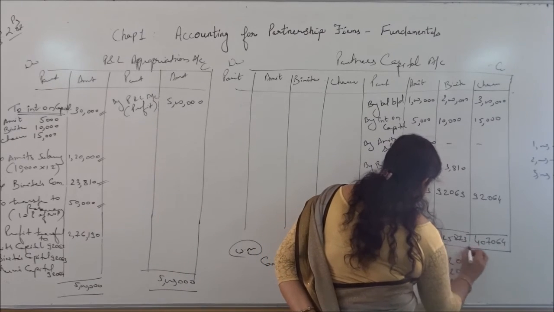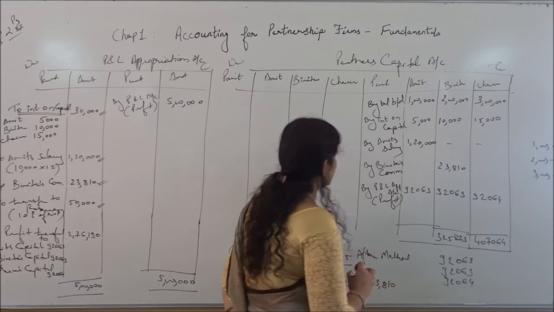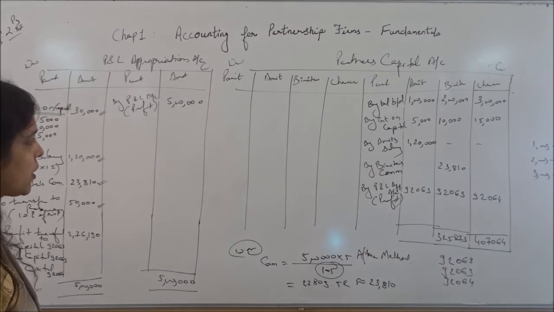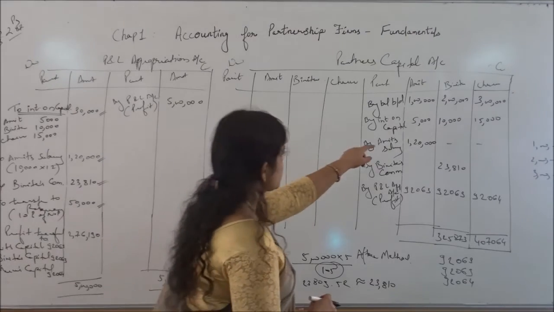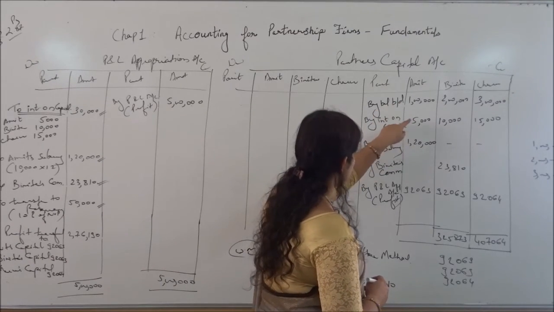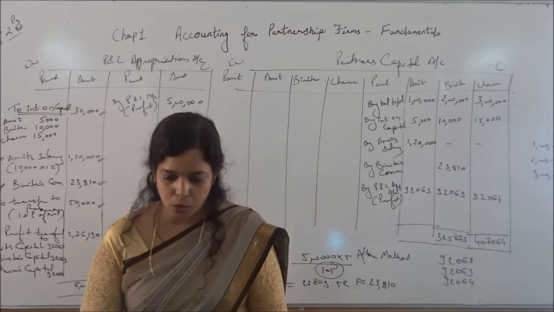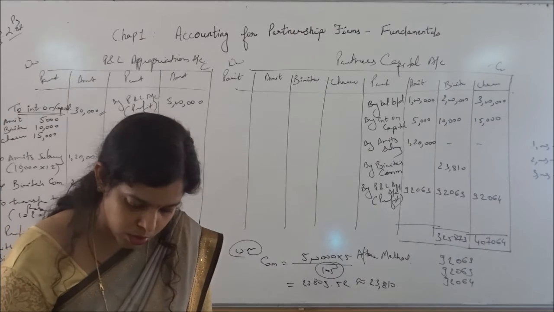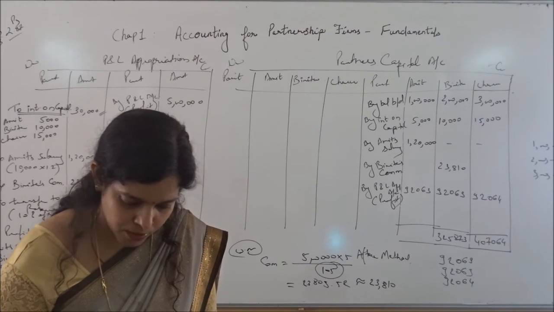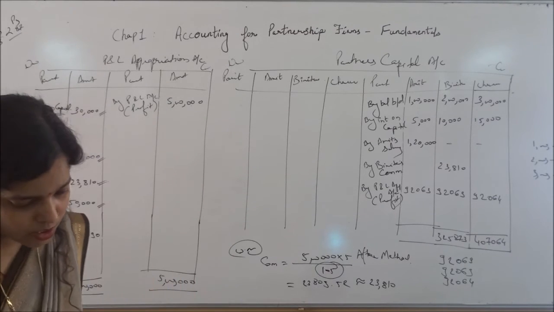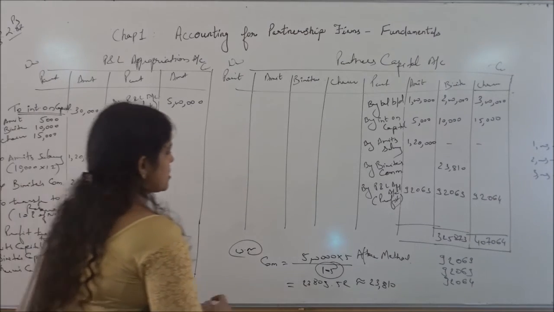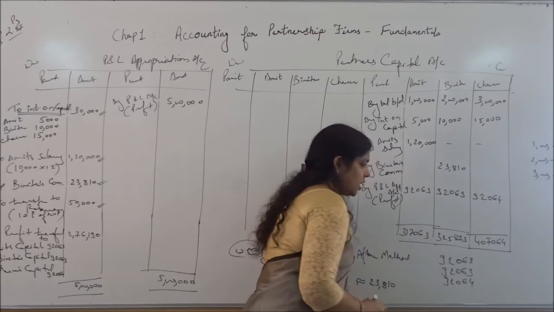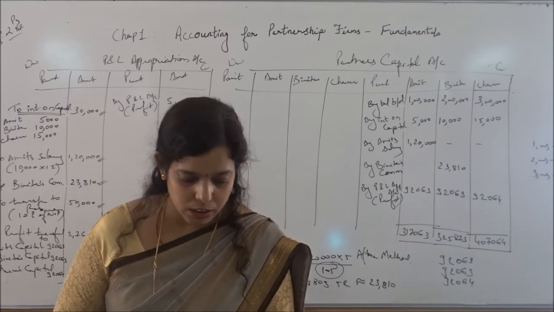325,873. Similarly, do the total of Amit: 1 lakh plus 5,000 plus 1 lakh 20,000, that is 2 lakh 25,000, plus 92,063. How much is it coming? 317,063, like this. Please check the totals.